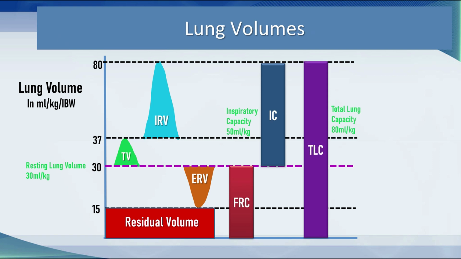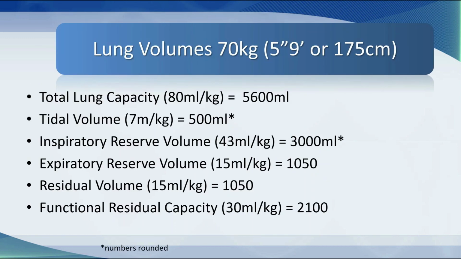So let's look at the numbers for a patient who is 70 kilos, 5'9" or 175 centimeters. Well, in this case, the total lung capacity will be 5.6 litres, tidal volume about 500 mils, that's rounded up. The inspiratory reserve volume around 3,000 mils, 3 litres. The expiratory reserve volume of just over a litre. The residual volume is exactly the same, just over a litre. And the functional residual capacity is 2,100 mils.